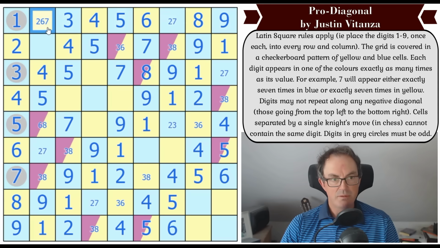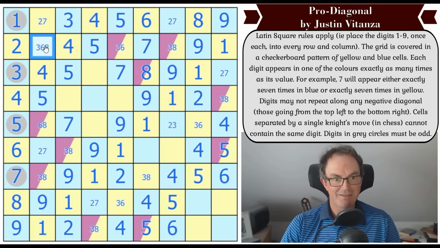In this row, that's not 6 anymore. So I've now got a 2-7 pair in column 2. So this digit is 3, 6, or 8. And it must see some of those by knight's moves or something. Or this diagonal? No, okay.